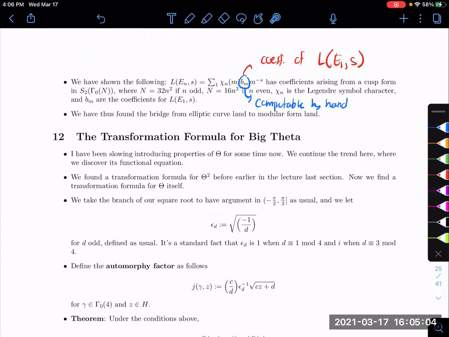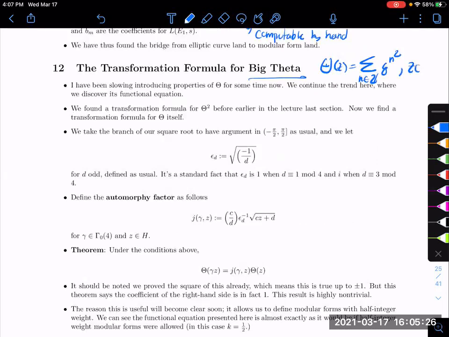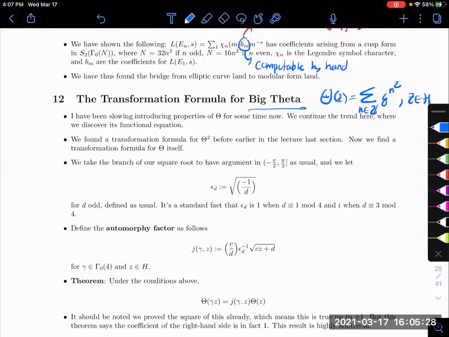And so now we're going to continue on, and I'm going to bring big theta back up again. So remember, what is big theta? Big theta of z is the sum over the integers of q to the n squared, where q is our usual variable e to the 2 pi i z, and z is in the upper half plane. I've been teasing and slowly bringing up properties of big theta for a little while now, but we're going to continue that trend here.